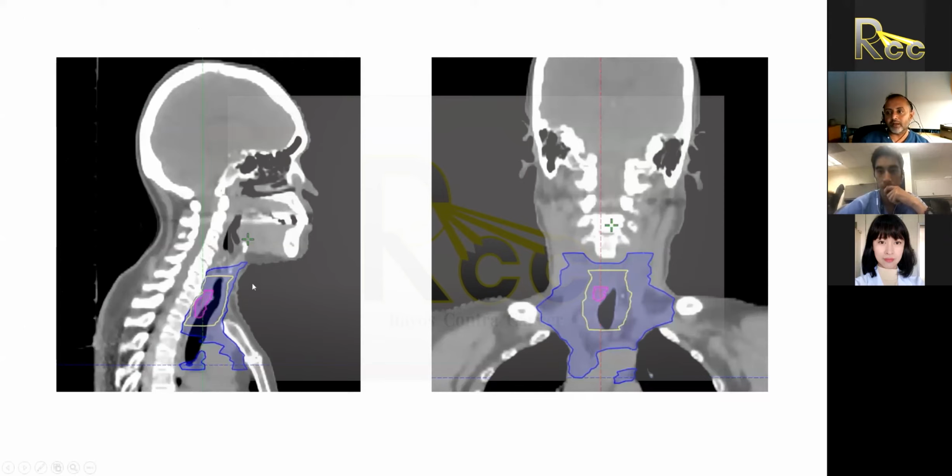So you can see here, both in a sagittal and a coronal view, that I'm actually sparing all of her oral cavity in this woman, really treating a very focal volume in the lower neck and the superior mediastinum in this patient.